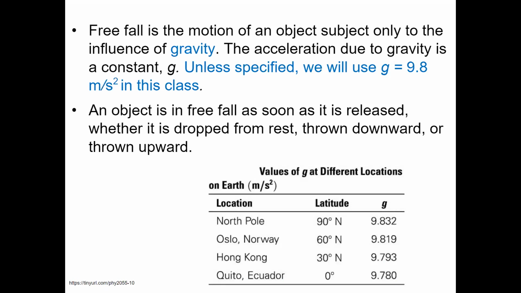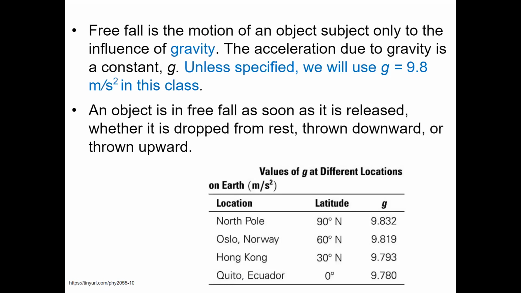Gravity, or gravitational acceleration, by the term itself indicates this is an acceleration, so it should be a vector quantity, okay? The magnitude of it is 9.8. The direction is always pointing downward. Wherever you are, it points towards the center of the Earth, or downward, okay?